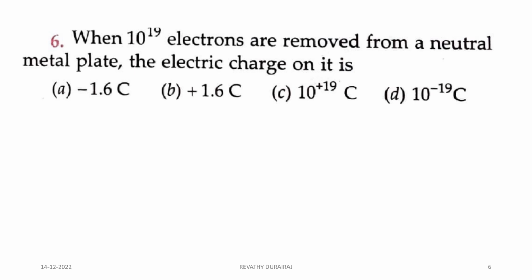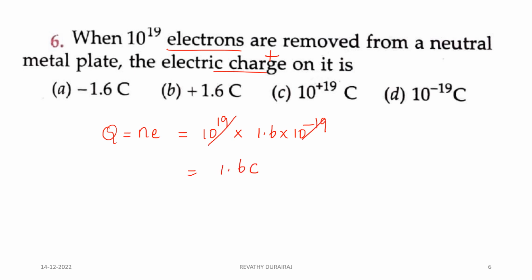When 10 power 19 electrons are removed from a neutral metal plate, the electric charge on it is? So when you are removing the electrons, the charge will become positive. But how much charge? To calculate that, we have to use Q equals ne formula. So n is 10 power 19. The charge of one electron is 1.6 into 10 power minus 19. So this will go away. We'll have 1.6 coulomb and it is positive. This is the answer.